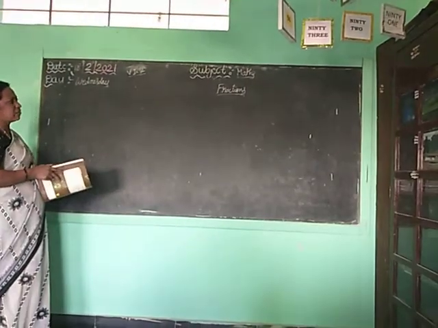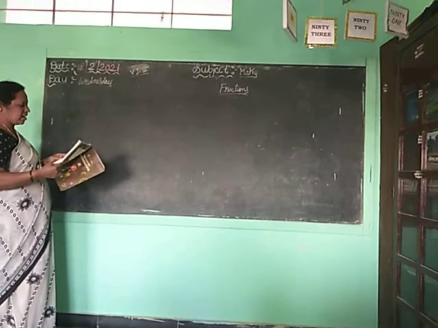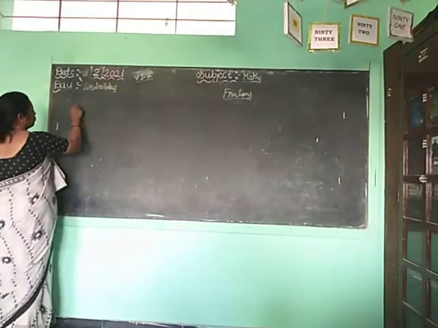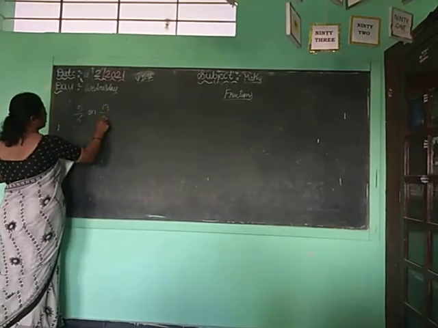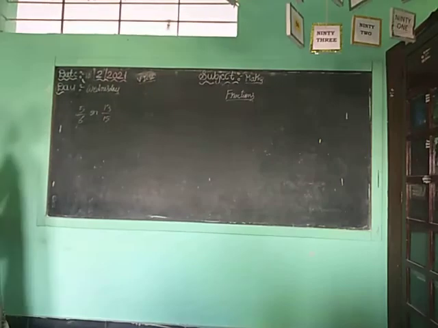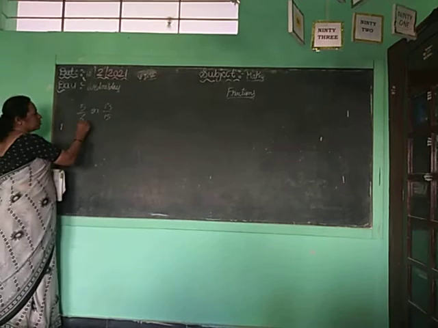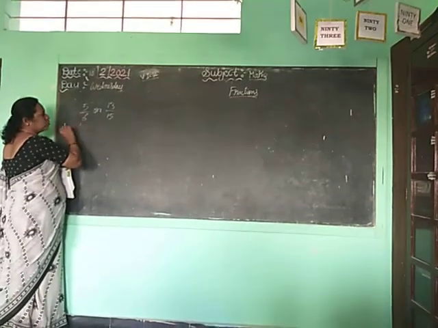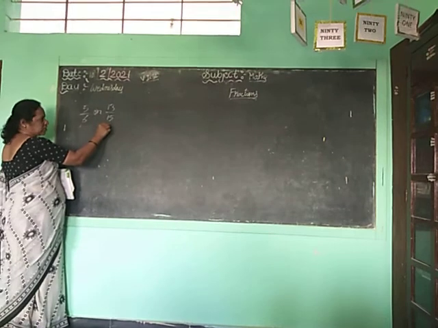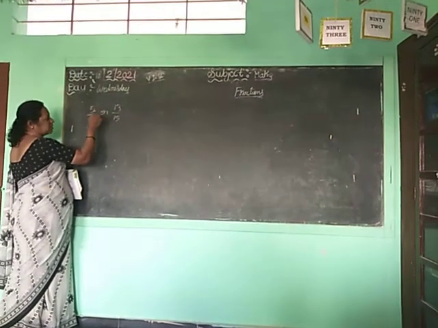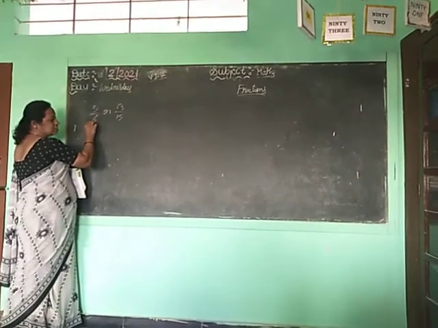How can we identify whether a fraction is greater or less than another? For example, they give 5 by 6 or 13 by 15. Which one is greater? You will identify, children. So what do we have to do? We have to multiply one fraction with the denominator of the other fraction.